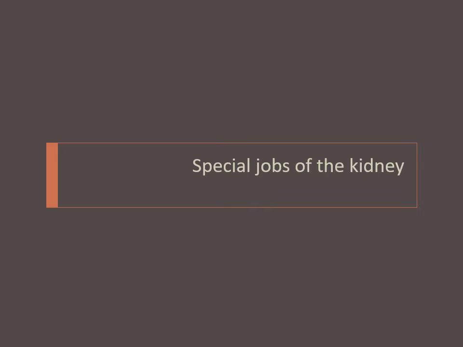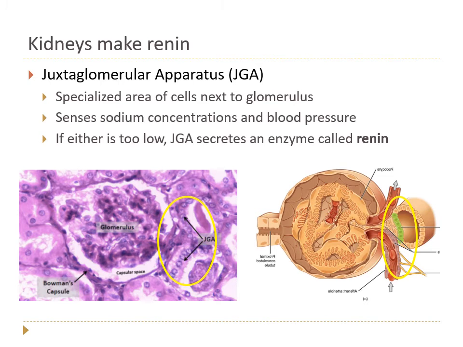Okay, so now we're going to go on to the special jobs of the kidney that aren't as directly related to excreting wastes and holding on to nutrients. The first is renin production. So the kidneys make an enzyme called renin, and they make it in a very special place. Here we have on the right-hand side a diagram of a glomerulus.